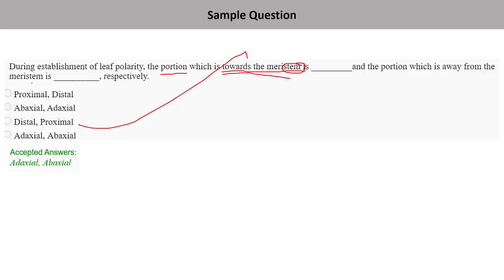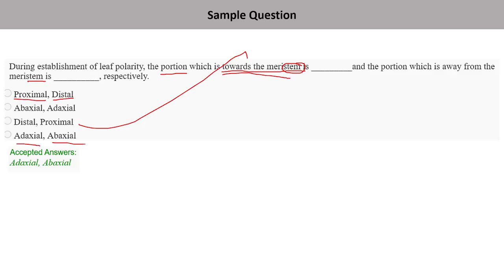If it was only the stem here, then it would have been distal and proximal. In that case, towards the stem it will be proximal and away from the stem it will be distal. Then the option would have been one, but here in the question your answer is the fourth option, which is the adaxial and abaxial side. Okay, so I hope this is clear.